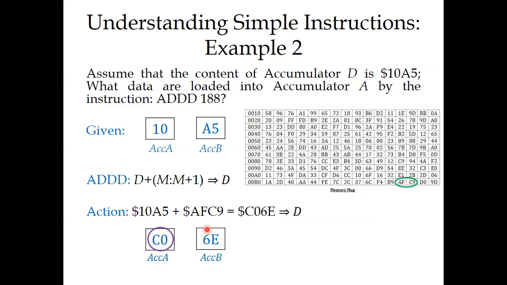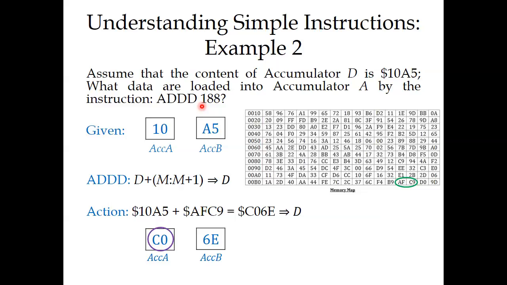Let's try another example. Now this time I have a pretty similar question, except the instruction is a little bit different this time. So what is the difference? The difference is the instruction right now is in direct mode, right? And 188 is given in decimal. And this is also an address right now, right?